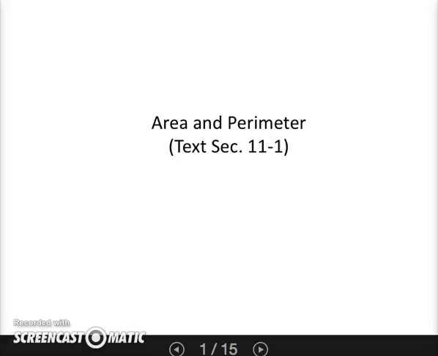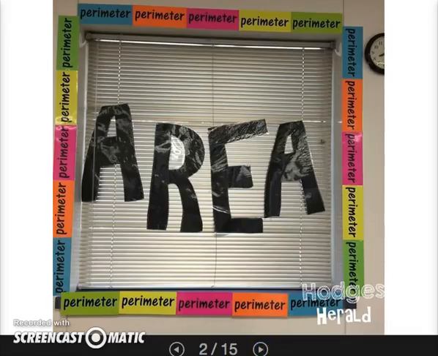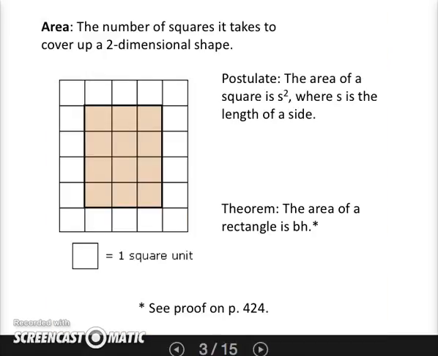This video is about area and perimeter. It's found in your text in section 11-1. Okay, let's review what you may have learned in past math classes about area.